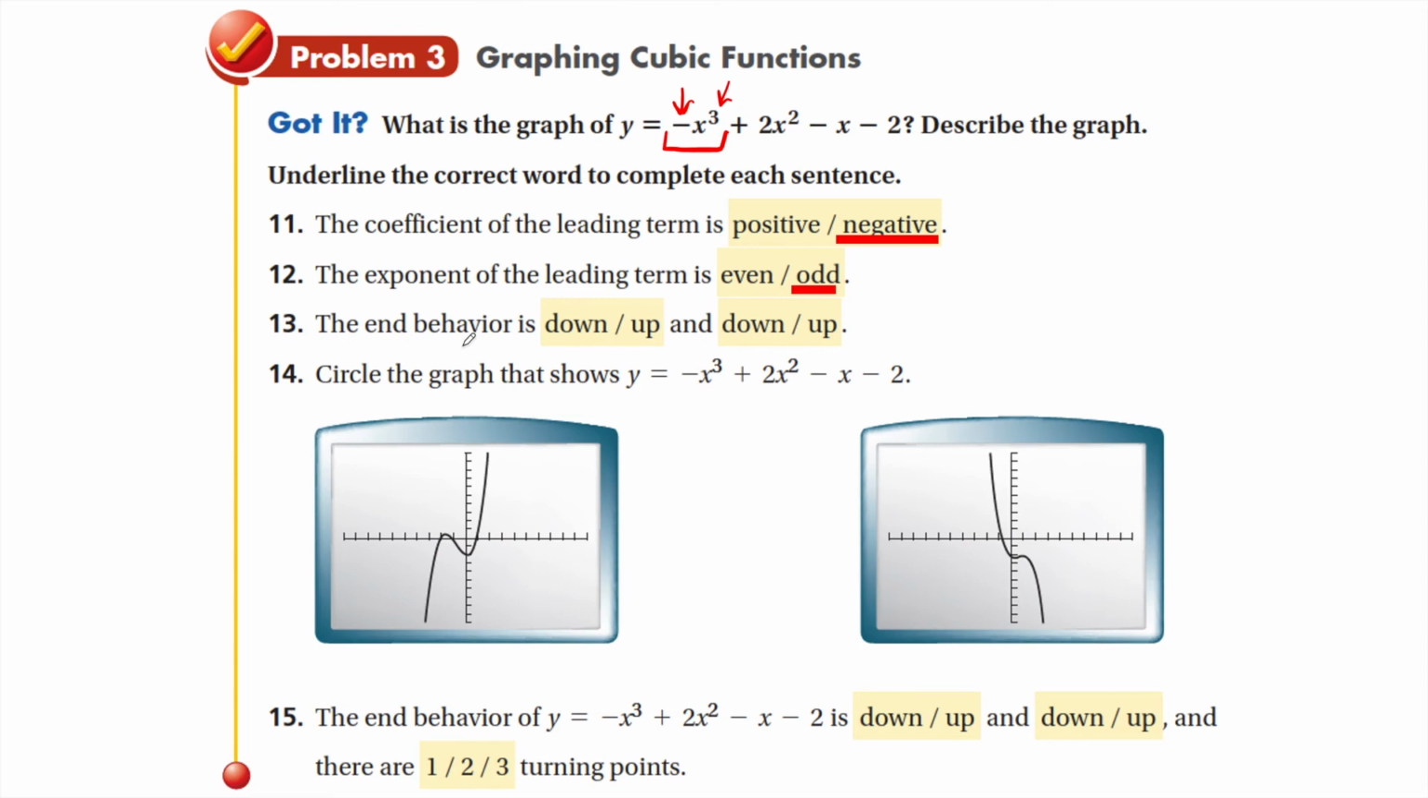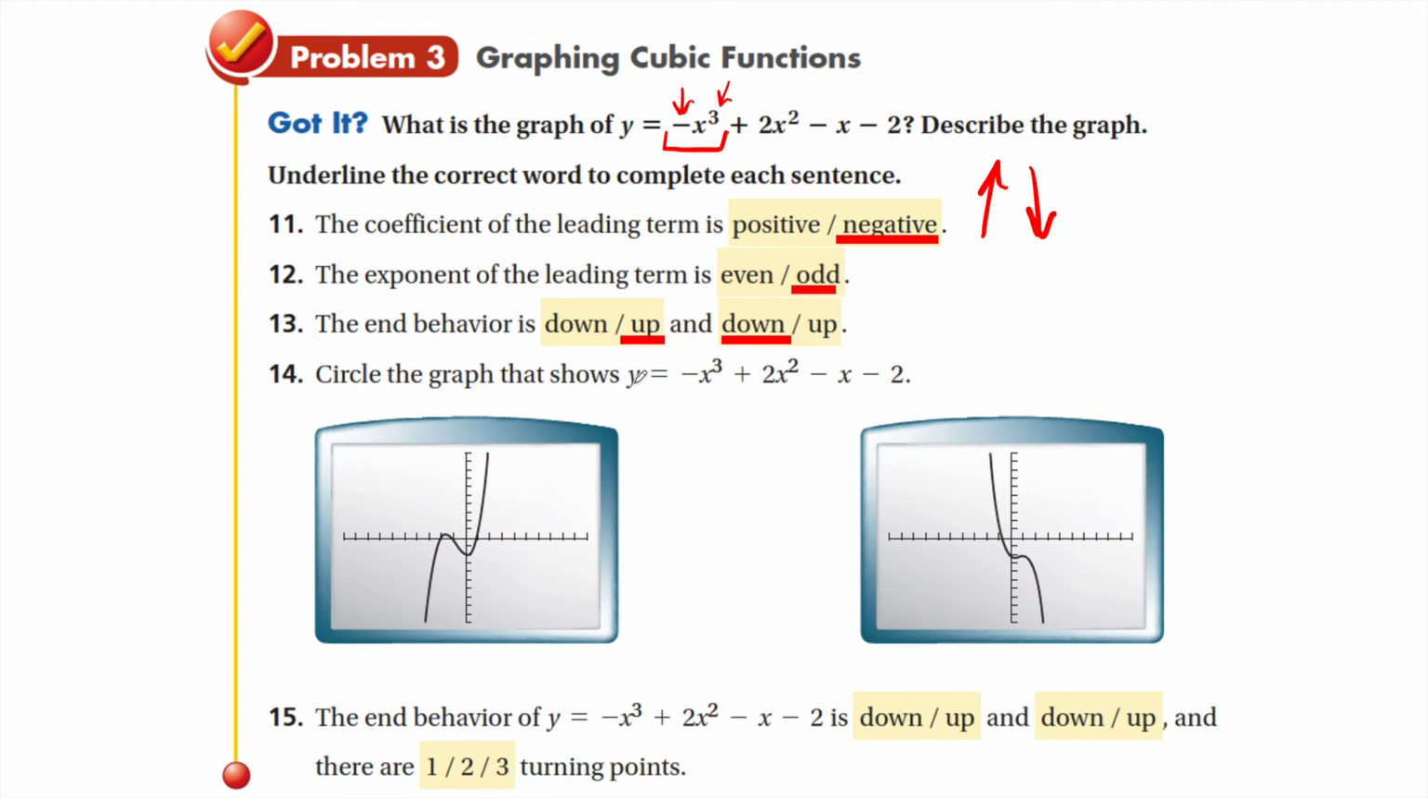Therefore, the end behavior is going to be in opposite directions, which means that it's going to be going either down then up or up then down. But since it's going to be negative, we need to be going downward, so we're going to start up and we're going to end down.